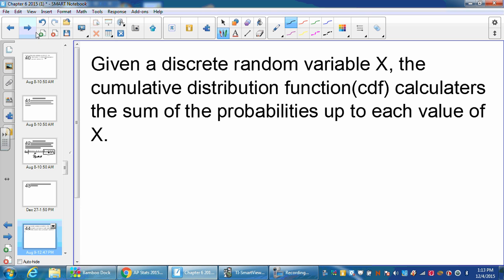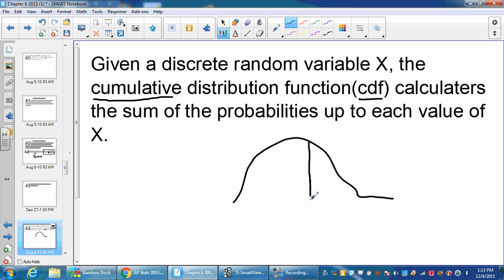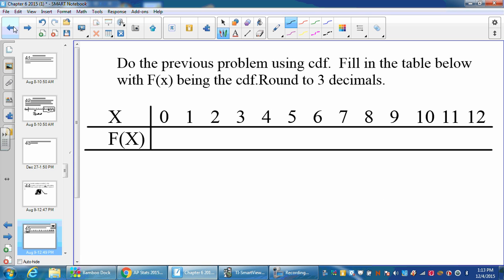But like everything on our calculator, there's a shorter way to do it. The shorter way to do it is something called a cumulative distribution function, or from here on out, we call that a CDF. This calculates the sum of the probabilities up to each value. So what's confusing for students is it looks just like PDF, except for one thing that is changed.